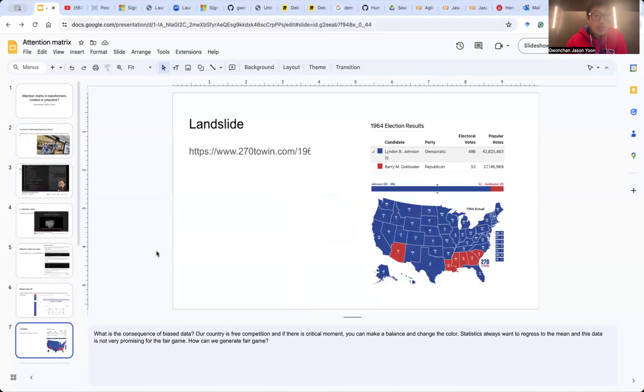What is the consequence of biased data? Our country has free competition. If there is a critical moment, you can make a balance and change the color. Statistics always wants to regress to the mean, and this data is not very promising for a fair game. So how can we generate a fair game?